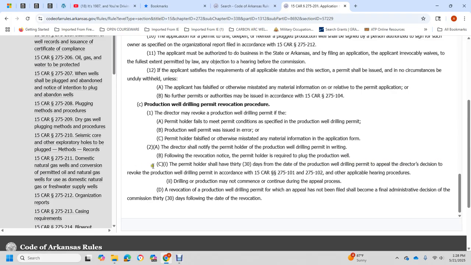The holder may appeal the director's decision to revoke the production well drilling permit in accordance with Title 15 Code of Arkansas Rules 275-101 and 102 and the other applicable hearing procedures. Drilling may not commence or continue during the appeal process. If the appeal has not been filed, the revocation shall become the final administrative decision of the Commission in 30 days from the date of the revocation.